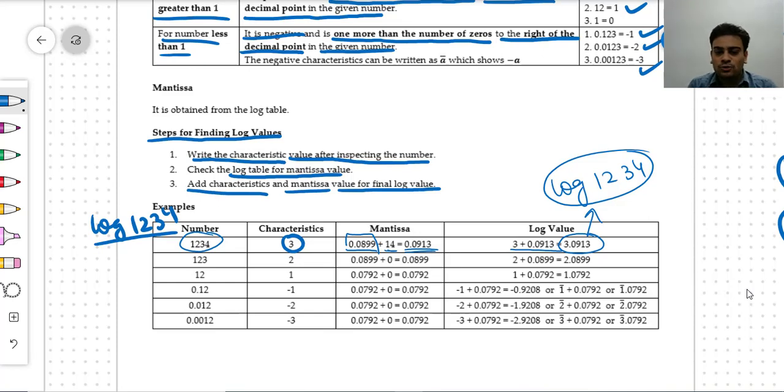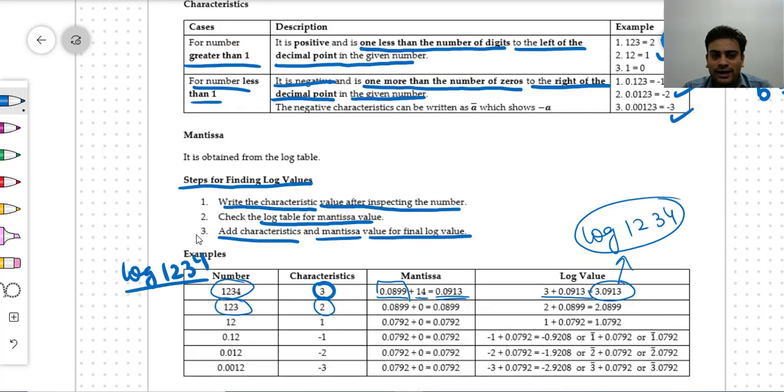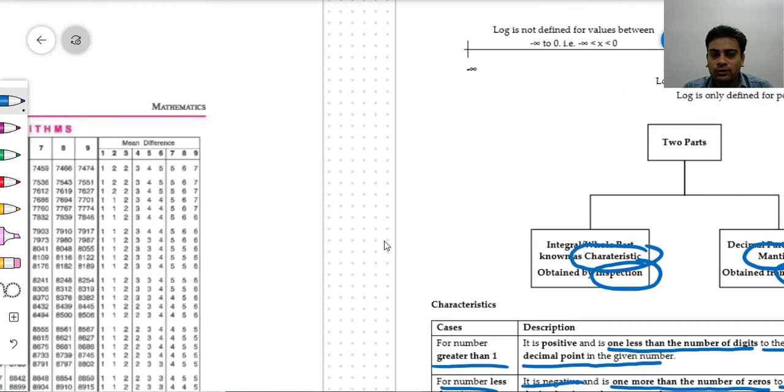I'll do some more questions, more examples. Let us say my number is 123. Here my number is only 3 digits. In 3 digits my characteristic will be 2. Always your first step is to write the characteristic. So the characteristic in this case is 2. Now for the Mantisa we need to look at the log table. So my number is 123, only 123.